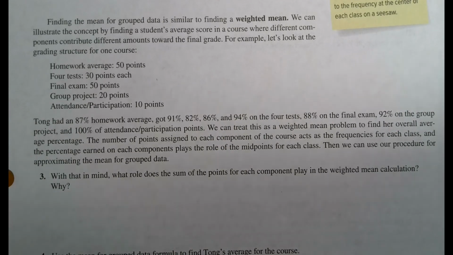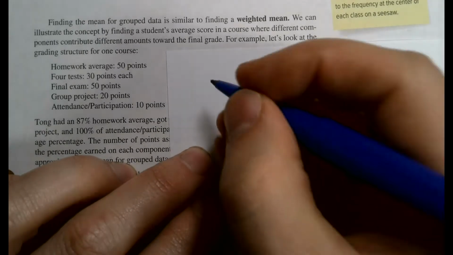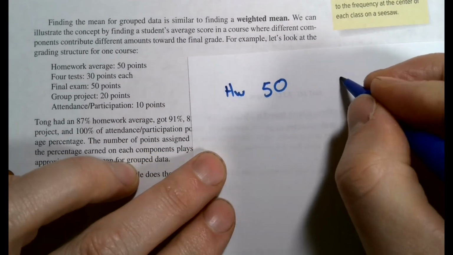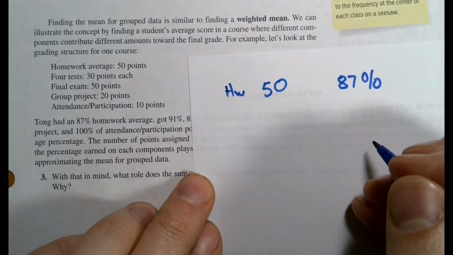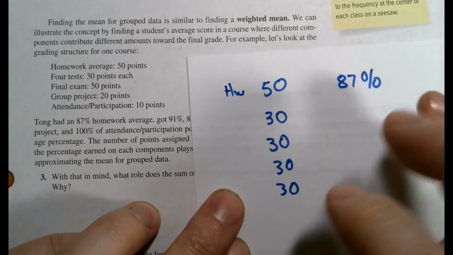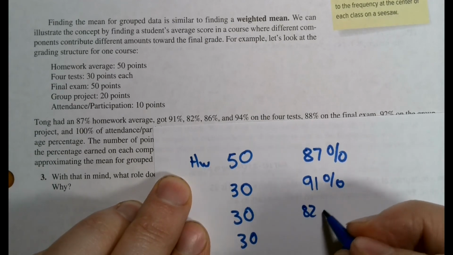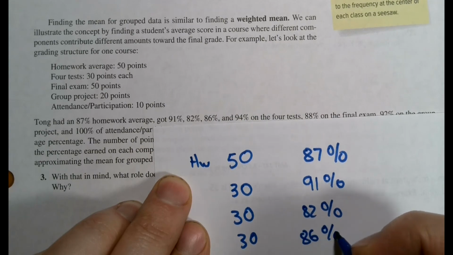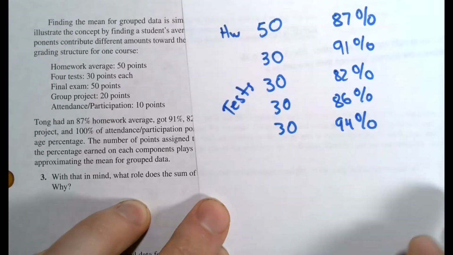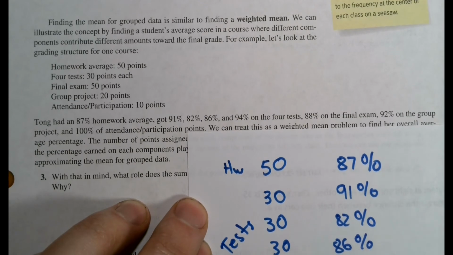Well, I think the easiest way to handle this is to create a table and make sure we line up all of the values. So we have a homework category that's 50%, and Tong's average was 87%, or 50 points. Then we have 4 exams, each worth 30. So we have 30, 30, 30, 30, and he or she, we'll just say Tong, got these scores for each of those 4 exams. Pretty good scores, right? So these are all the tests. Then the final exam is worth a solid 50 points, and Tong got a 92% on that final exam.